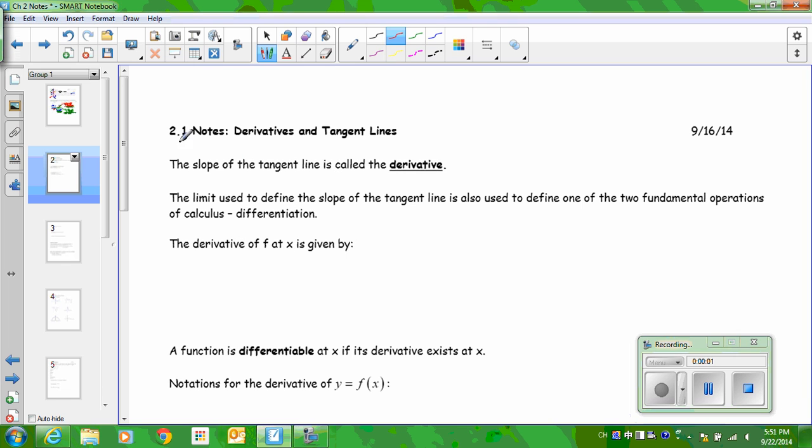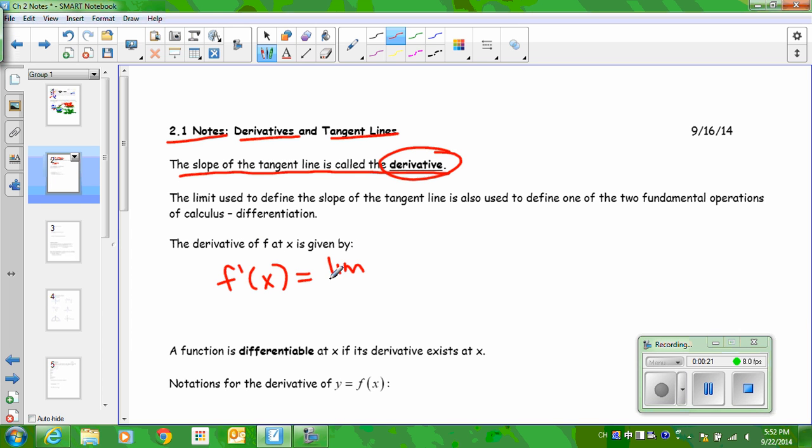Okay, so for 2.1 notes, let's go back over derivatives and tangent lines again. So we already know the slope of a tangent line is called the derivative. This is what this whole chapter is about. Just to remind you, f prime of x, which is what the derivative is, is the limit as h approaches 0 of f of x plus h minus f of x, all over h.